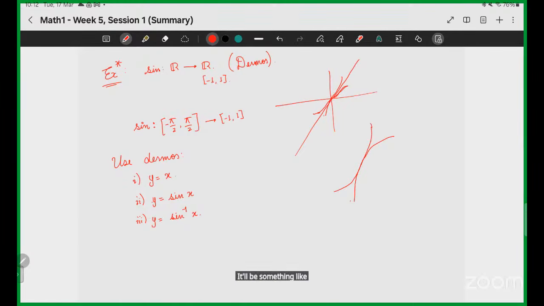It'll be something like this. You'll see that they are reflections of each other. So this is a verification that you can do.